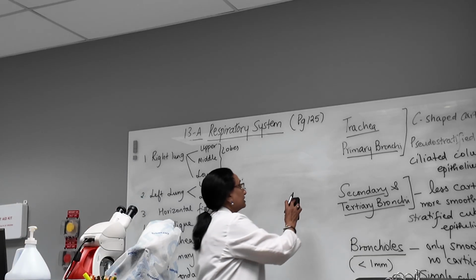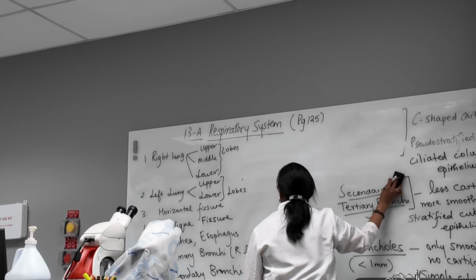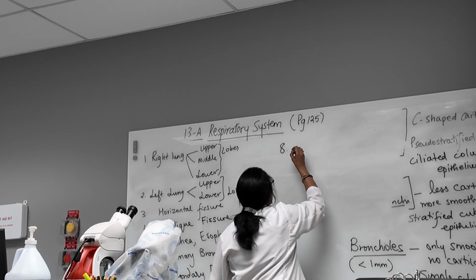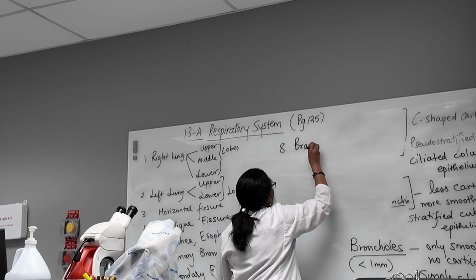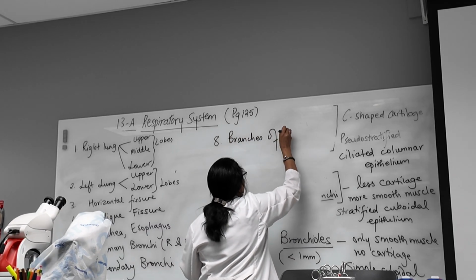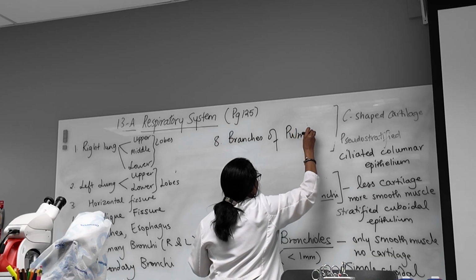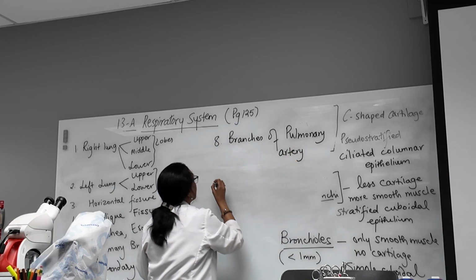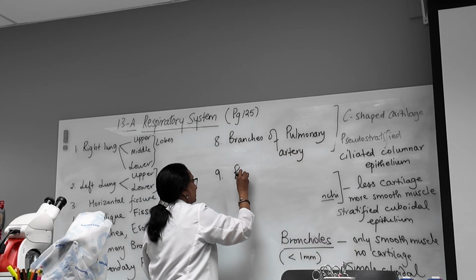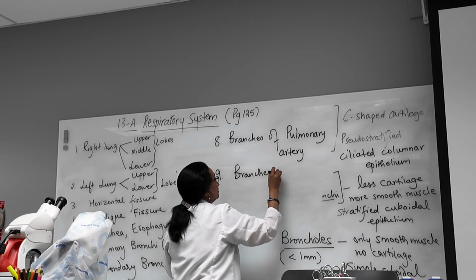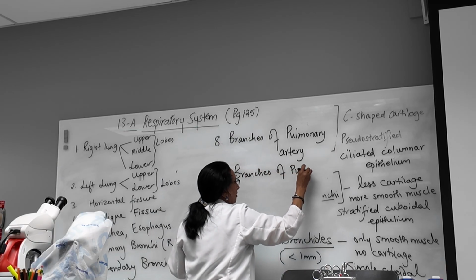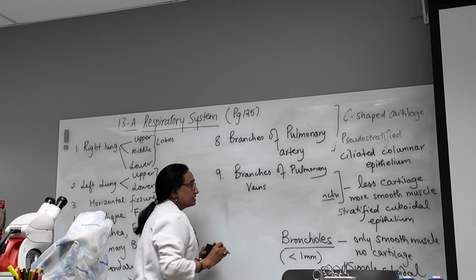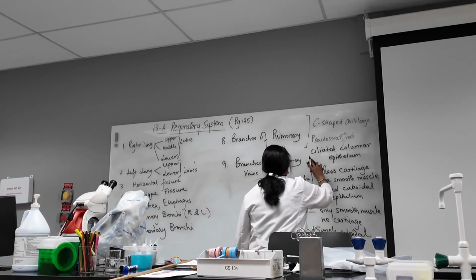And then most important, now let's come to this. Number 8, branches of the pulmonary artery. Number 9, branches of the pulmonary vein. Okay. So label all this. I'm going to come around and check each group.